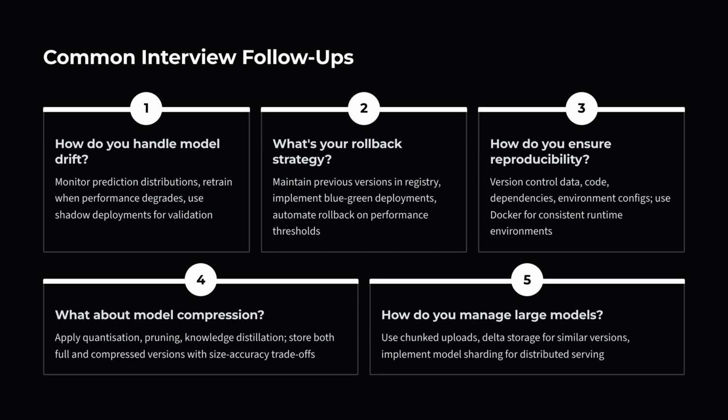Reproducibility comes from versioning everything, data, code, settings, so the model behaves identically across machines. Compression matters when latency budgets are tight, shrinking models with quantization or distillation so they run fast without losing personality. And huge models often need chunked uploads or sharded storage.